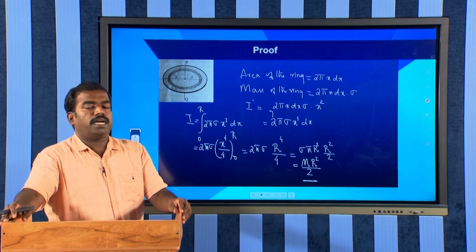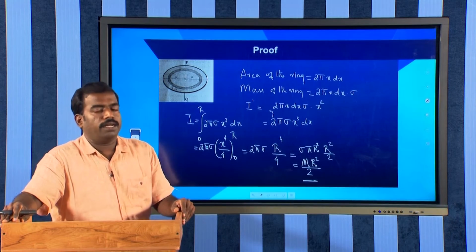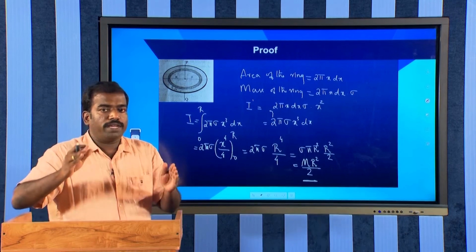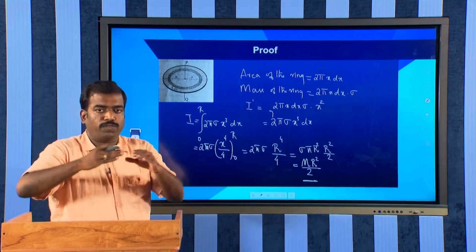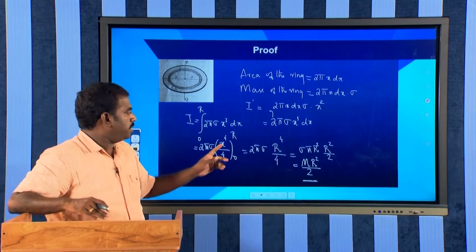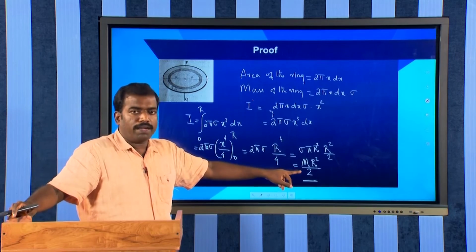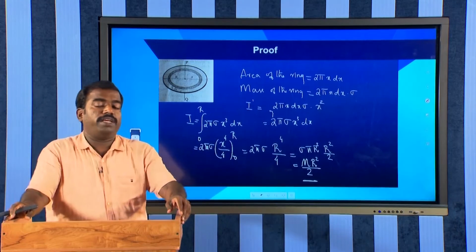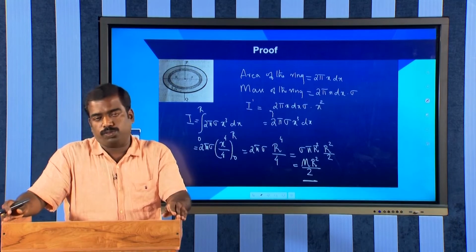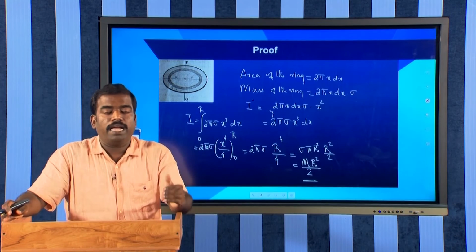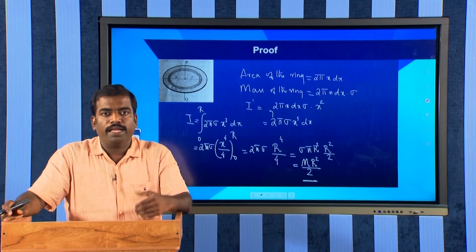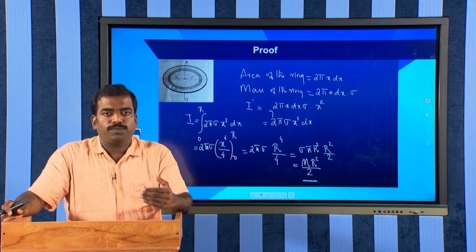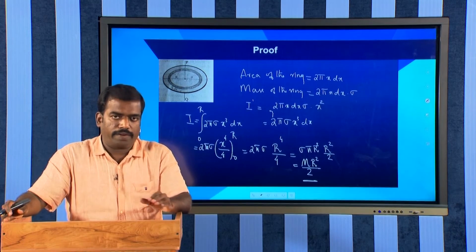In the first part of the session, I discussed that the moment of inertia of the ring is more than that of the circular disk because of the distribution of mass from the axis. Here you can see the moment of inertia of the disk is m r square by 2, whereas that of the ring is m r square. For the same mass, the moment of inertia of the disk is smaller than that of the ring.